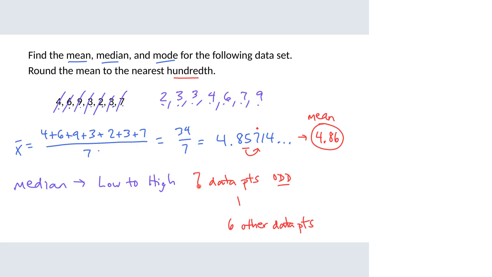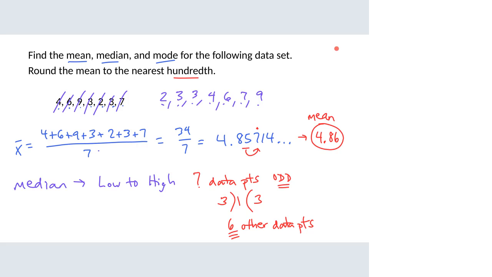We have 7 total data points, which is an odd number, which means there's going to be one in the middle, and then there's going to be 6 other data points. So that we find the one that's in the middle, half of those are going to be below the median. So 3 numbers will be below the median, and half of those other numbers, 3 of them, will be above the median. So when I look at this data set, what I've got here then is a structure like this: 3 that are below the median, 3 that are above the median, and the median right smack dab in the middle. If that isn't clear or doesn't make sense, please let me know.